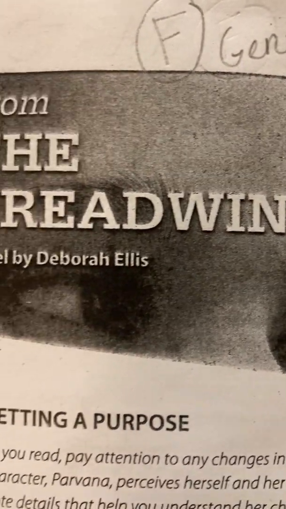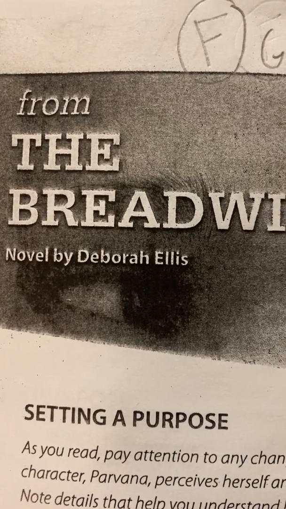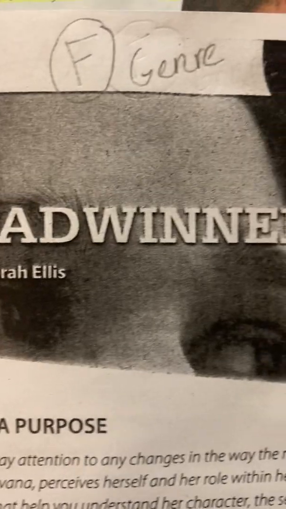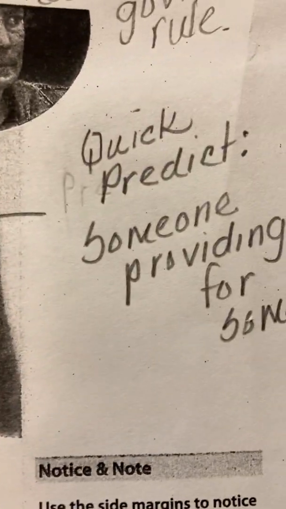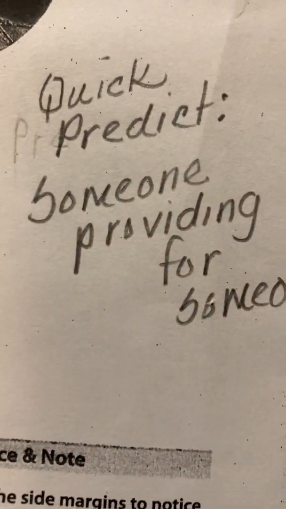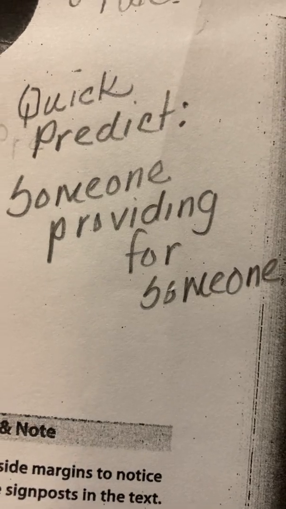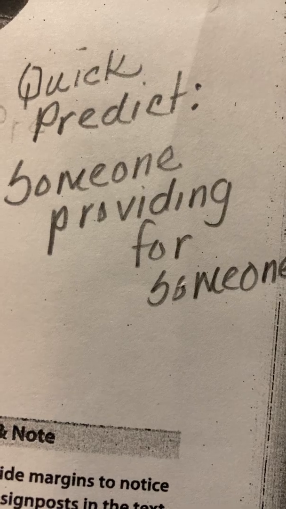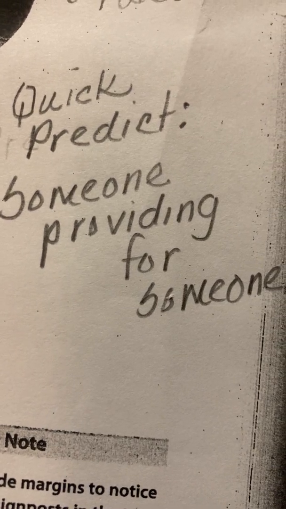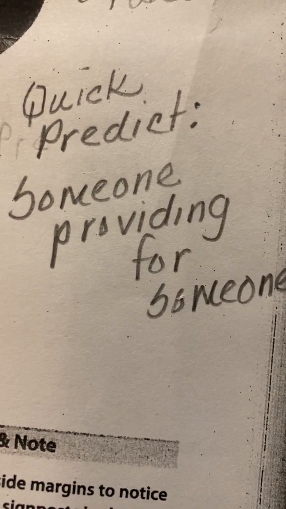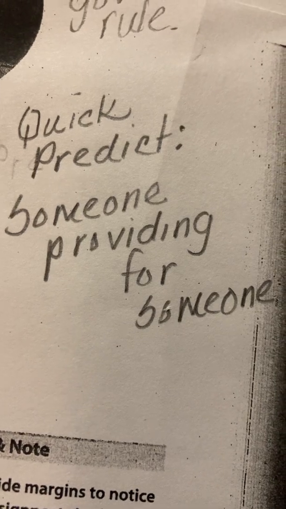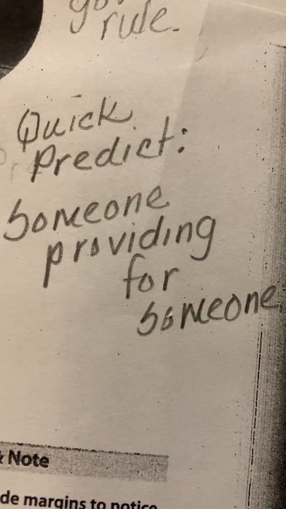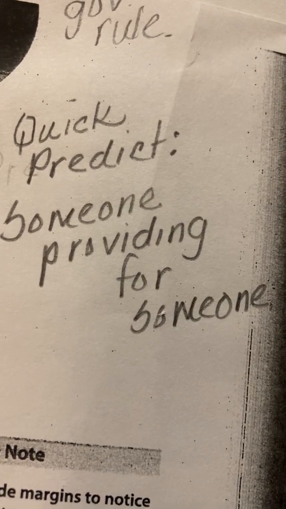Based on what you have noticed when you scanned, based on what you read for the title, now you are going to make a quick prediction. What do you think the passage is going to be about? You can write my prediction or you can write one of your own. My quick predict says someone providing for someone. So I think that this selection is going to be about someone providing something for someone.